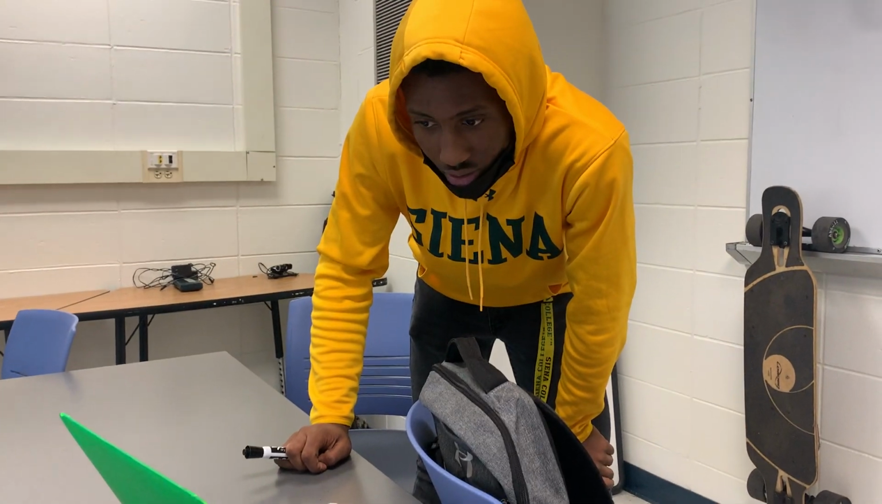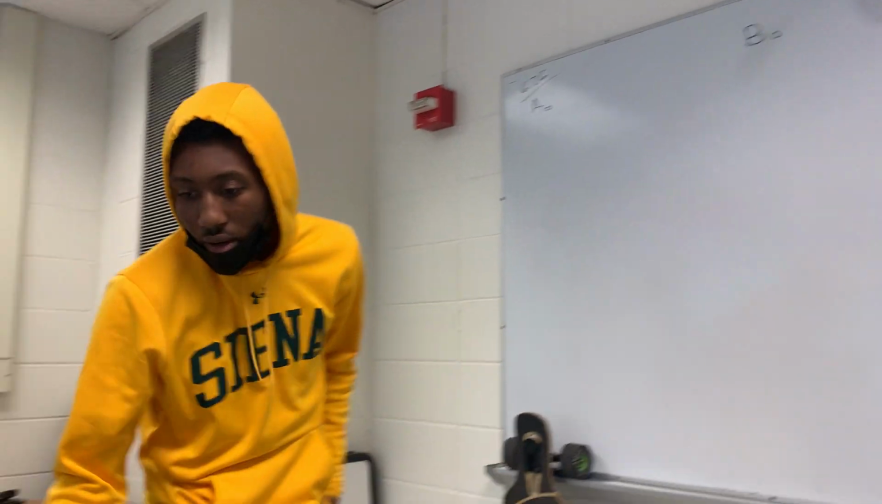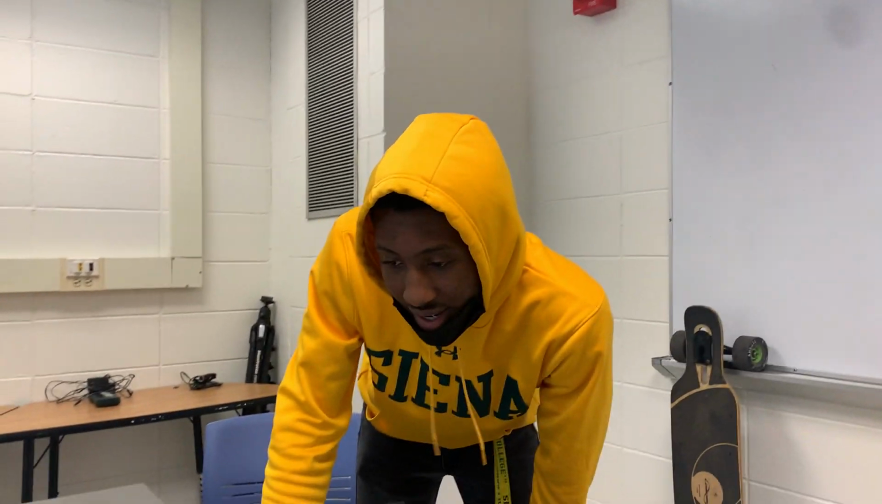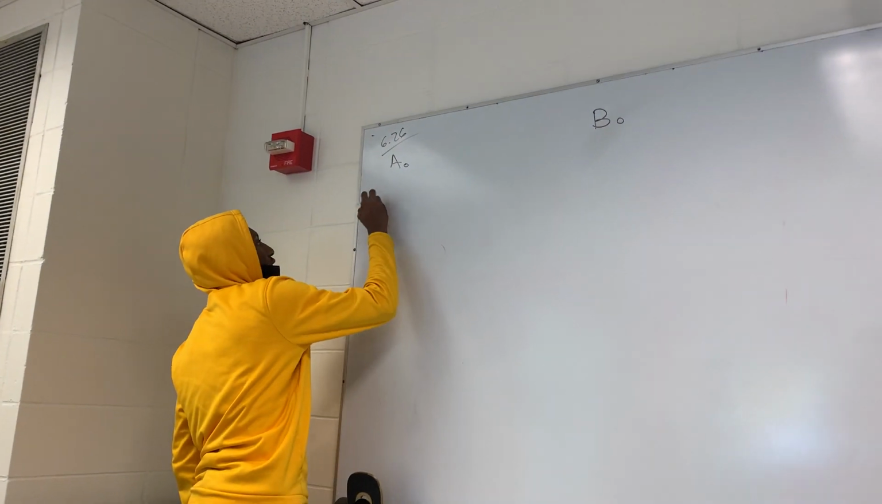Okay, so this is problem 6.26 from the homework. It reads, a 10-kilogram crate is placed on a horizontal conveyor belt. Okay, so we'll start out with the given.